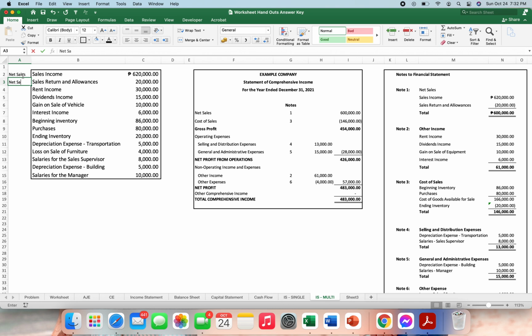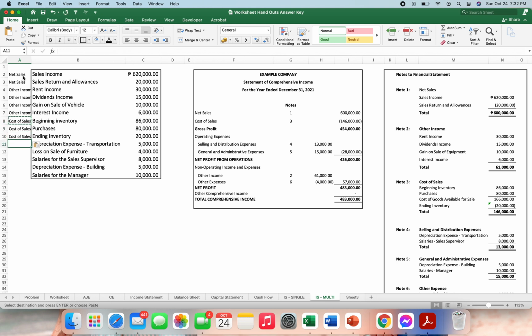Net sales, you understand the sales return and allowances when we get to the discussion of the merchandising business. But as an overview, we will put that here. And this, other income, and this, other income as well. This would be part of cost of sales. This also, and this also.